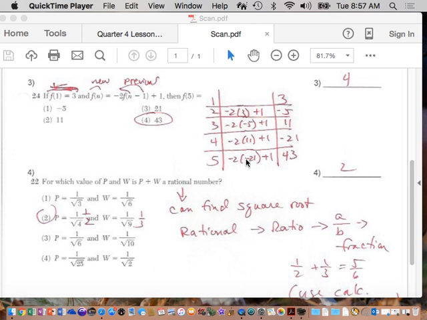Then I plug that in. Negative 2 times negative 21 is 42, plus 1 is 43. So it's choice 4. Okay?